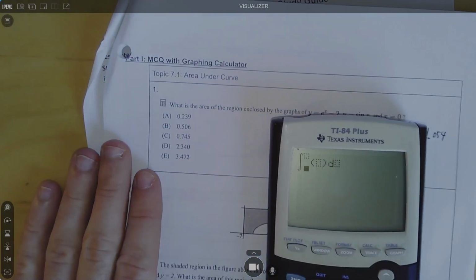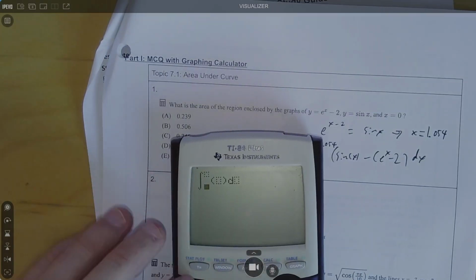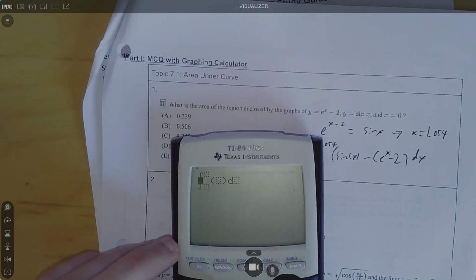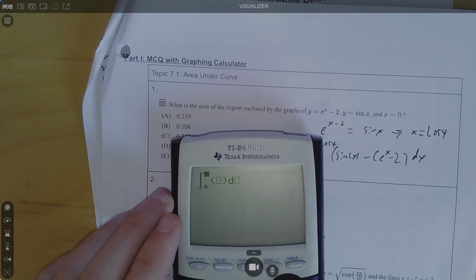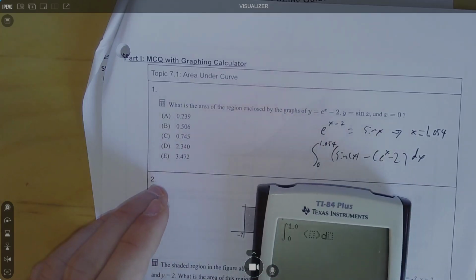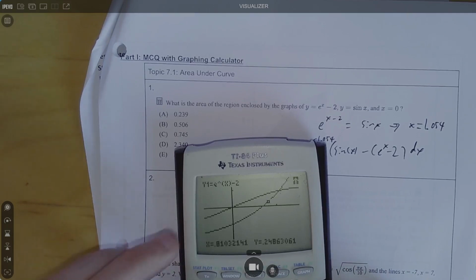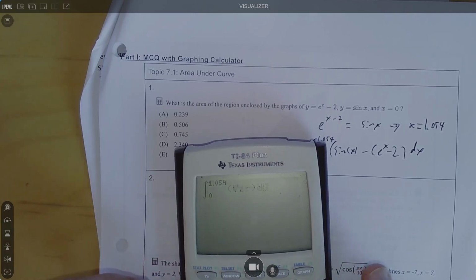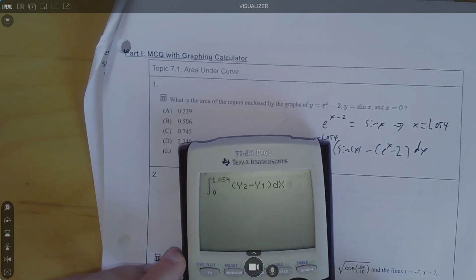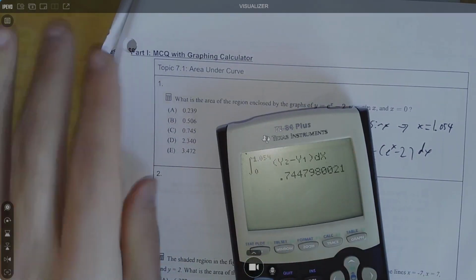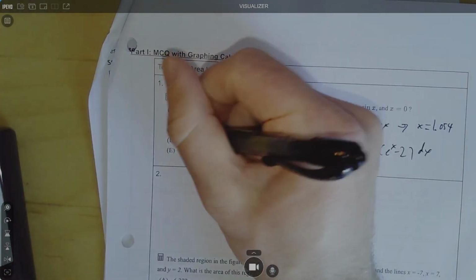Math 9, and I can actually plug in y1 and y2 for this. So my y2 would actually be first. It's going to be from 0 to 1.054, and it's going to be y2 minus y1, right? Just depends on which order you have it. And remember, you should always be getting a positive answer. So we can see 0.745, that is our answer right here.